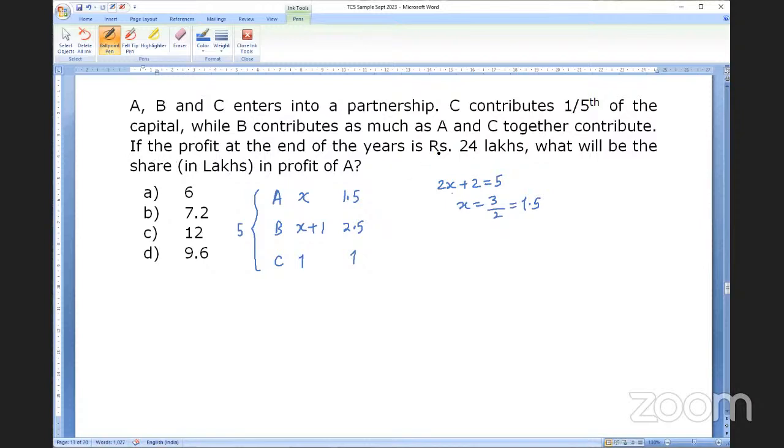Now, if the profit at the end of the year is rupees 24 lakhs, what will be the share in profit of A? If I convert them into proper ratios, I multiply this by 2. This is 3, 5, and 2. That means the contribution of A is 3 out of 10. That is 30%. So A's profit at the year's end will be 3 by 10 of 24. 24 into 3, 72 by 10, 7.2 lakhs. There we have this in option B.